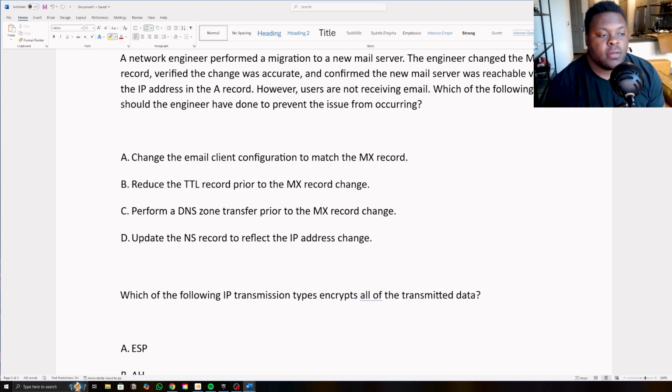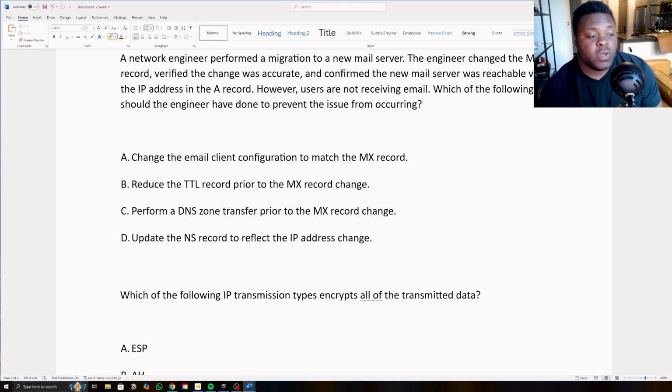We have answer choice A, change the email client configuration to match the MX record. Email clients don't necessarily need to match the MX record, or the mail exchange record, because the access to the new mail server would be configured within its settings already. So in other words, the email client configuration doesn't necessarily need to match the mail exchange record.